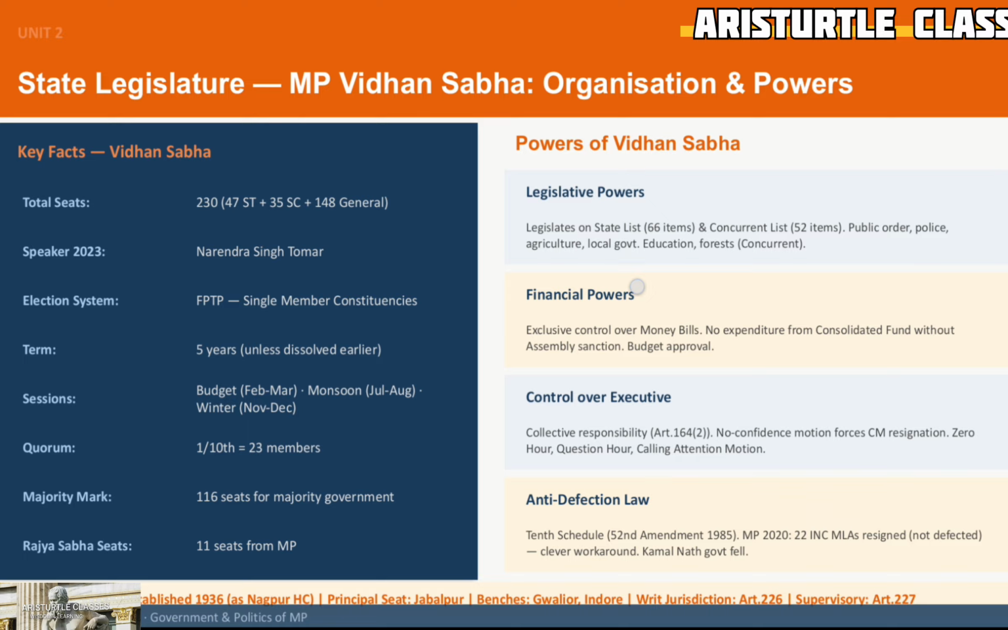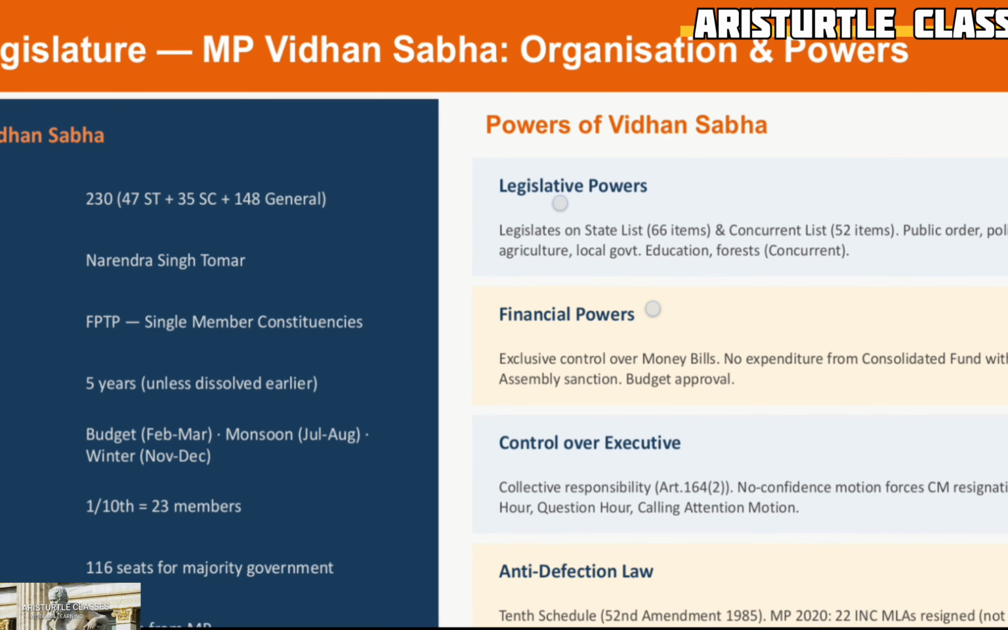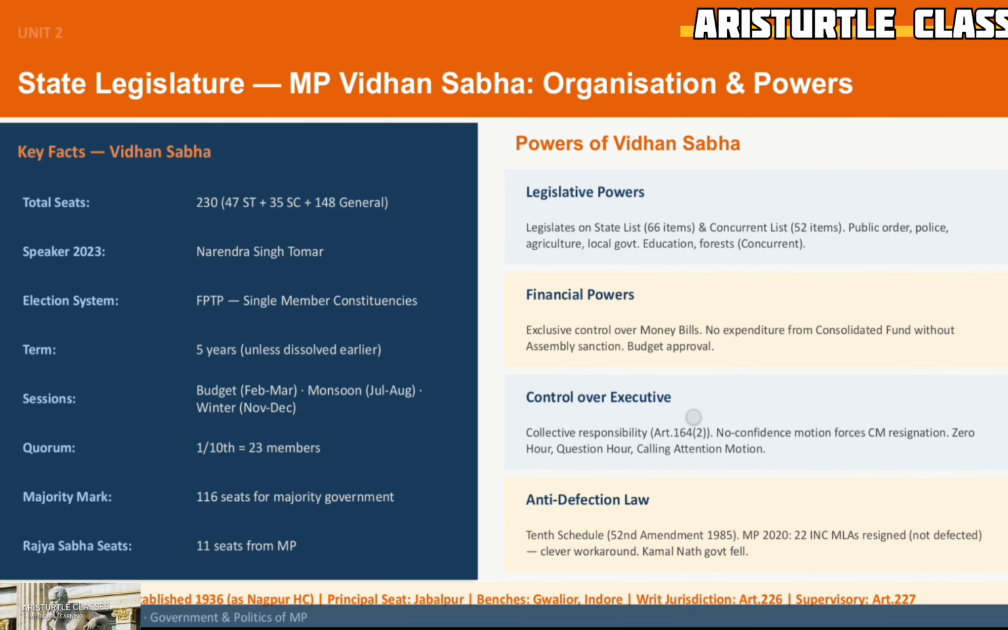Now, what are the legislative powers of the Vidhan Sabha? Vidhan Sabha is the most powerful in terms of making legislations. So, Vidhan Sabha tries to make legislations on the state and concurrent lists. It tries to make the legal mechanisms to ensure public order, police, agriculture, local government, etc.